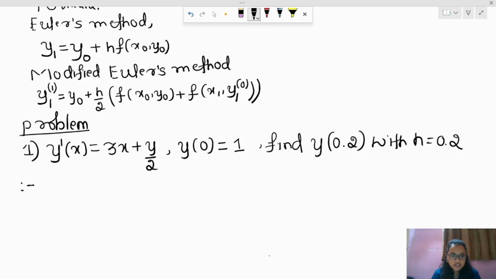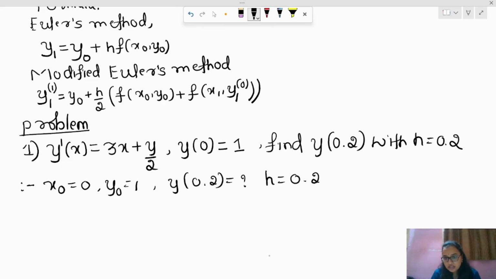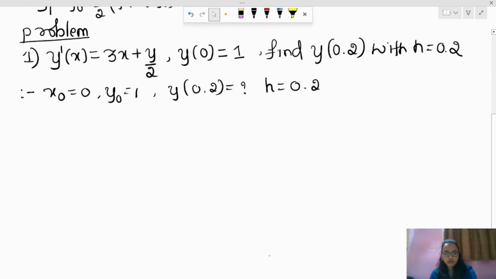So let me write this once again. They have given the initial condition x0 as 0 and corresponding y0 as 1, and they are asking us to find the value of y at x equals 0.2. This is the question mark which we need to find, and they have given the common interval h as 0.2. So this is where we get to know whether the problem has to be done in one stage or two stages. As they have given only one stage, this problem goes with only one stage.